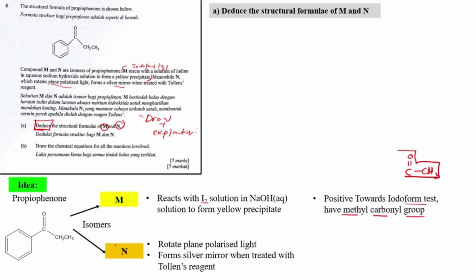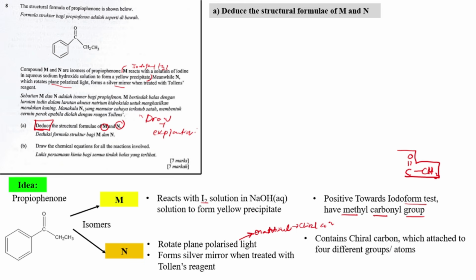Meanwhile, compound N rotates plane polarized light. When it rotates plane polarized light, it means that it is an enantiomer, where the enantiomer will have a chiral carbon. Chiral carbon means that it is attached to four different groups or four different atoms. And the other statement, which is forms a silver mirror when treated with Tollens reagent, means that the structure of N is an aldehyde, because it gives a positive result towards the Tollens test. So you know that it is an aldehyde.